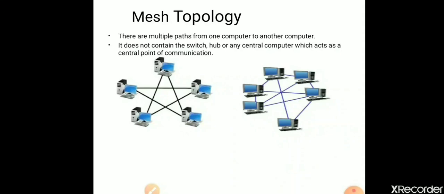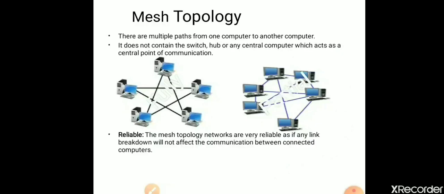In the first one, you can see all the computers are directly connected to each other. Such a type of mesh topology is what we call a fully connected mesh topology. But in the second figure, you can see the computers are interconnected, but they are not fully interconnected. Such a mesh topology is what we call a partial mesh topology.